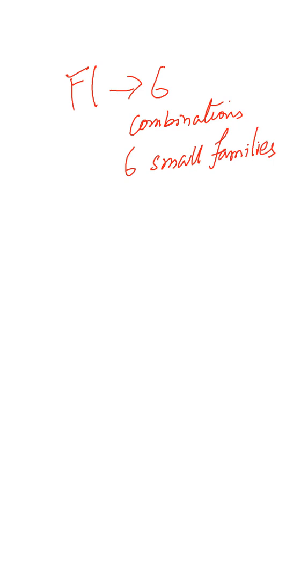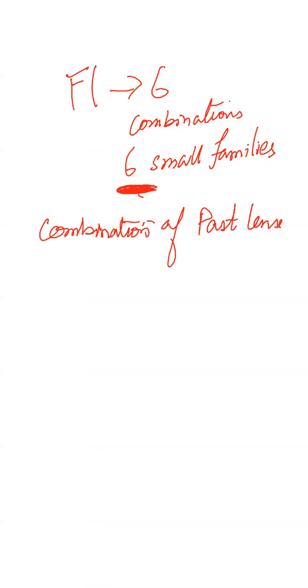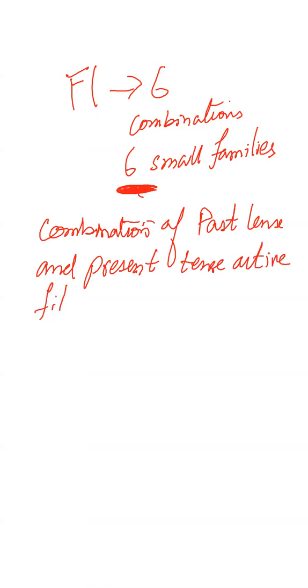Right? And how was it decided to have six small families? It was decided on the basis of the combination of past tense and present tense active fail. Okay, so you've got the past tense and then you've got the present tense.